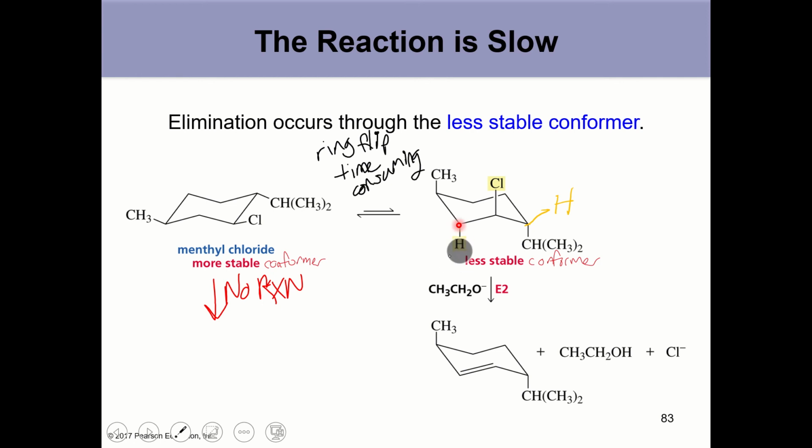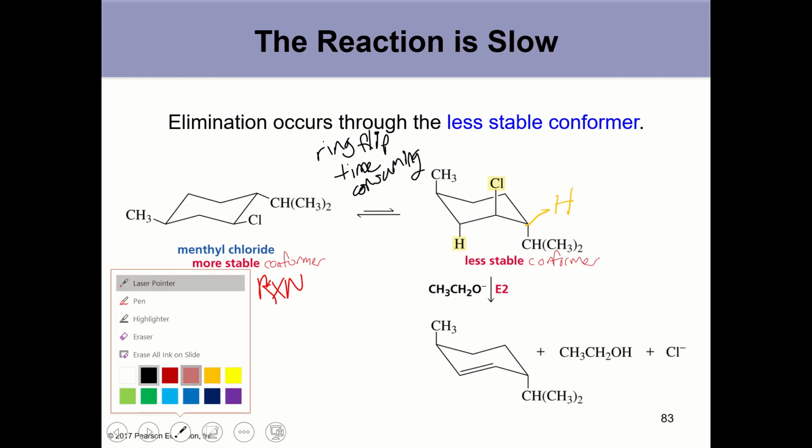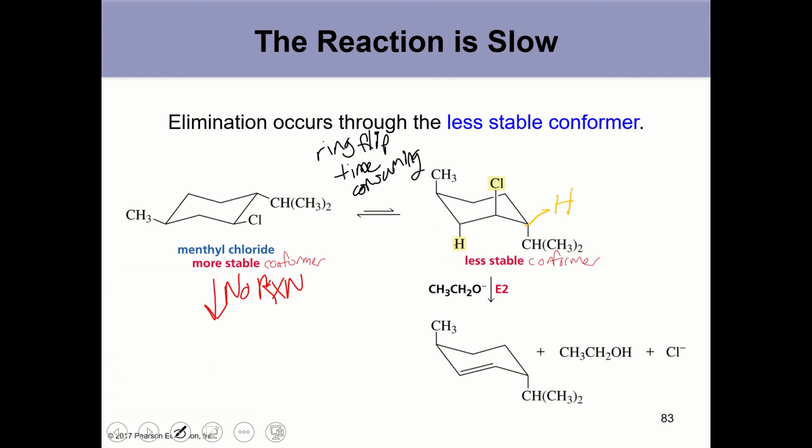So once we have removed this hydrogen with our base, then we get our alkene, and this reaction is slow because of going through the less stable conformer.